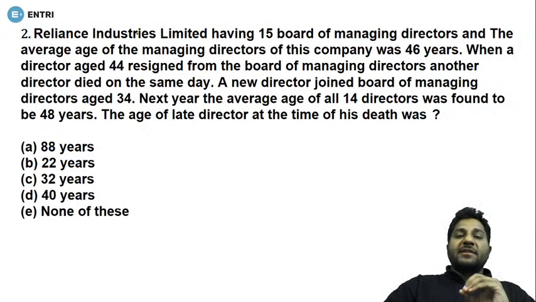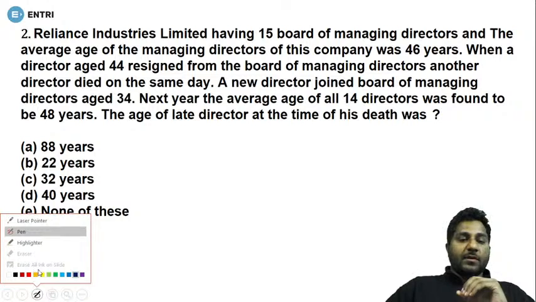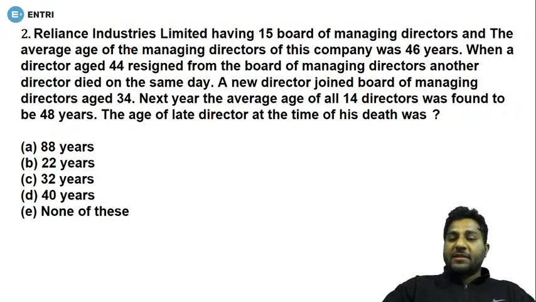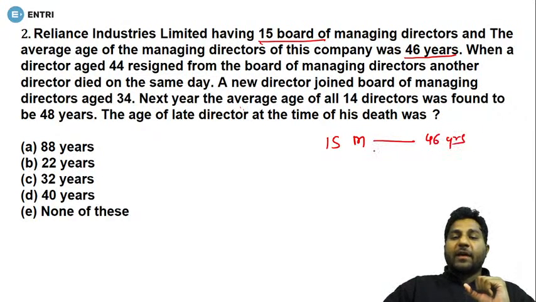Look at this, Reliance Industries Limited. It has 15 managing directors on the board, and the average age of the managing directors of this company was 46 years. That means 15 members have an average age of 46 years.